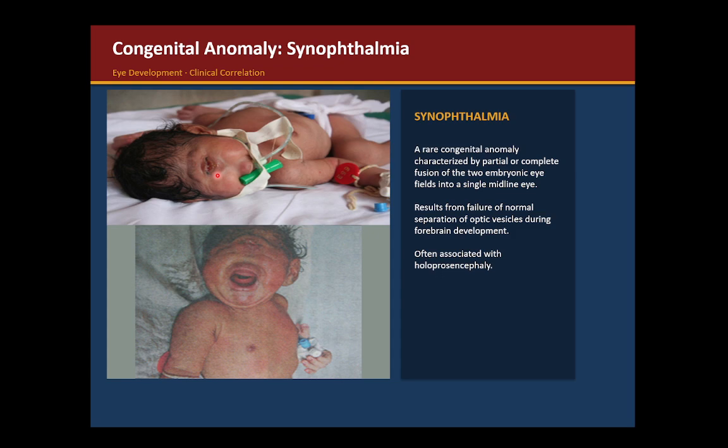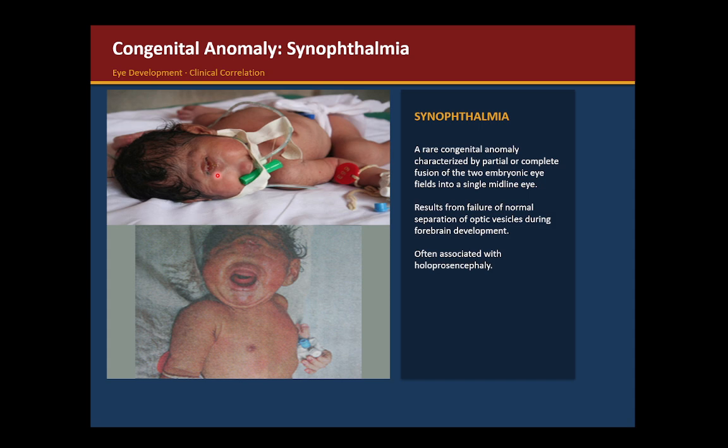Now we have some abnormalities. One of the abnormalities which you see is called synophthalmia, which is a rare congenital abnormality characterized by partial or complete fusion of two embryonic eyes.